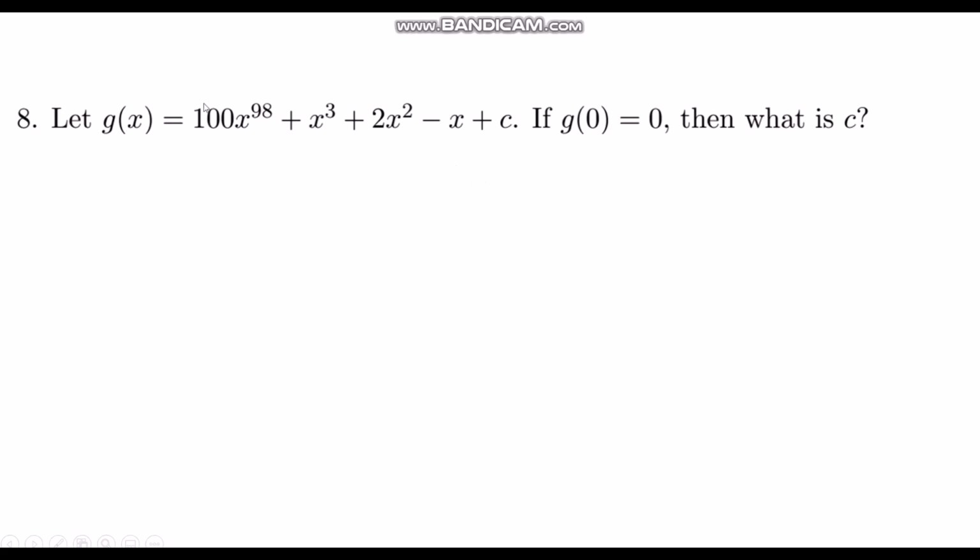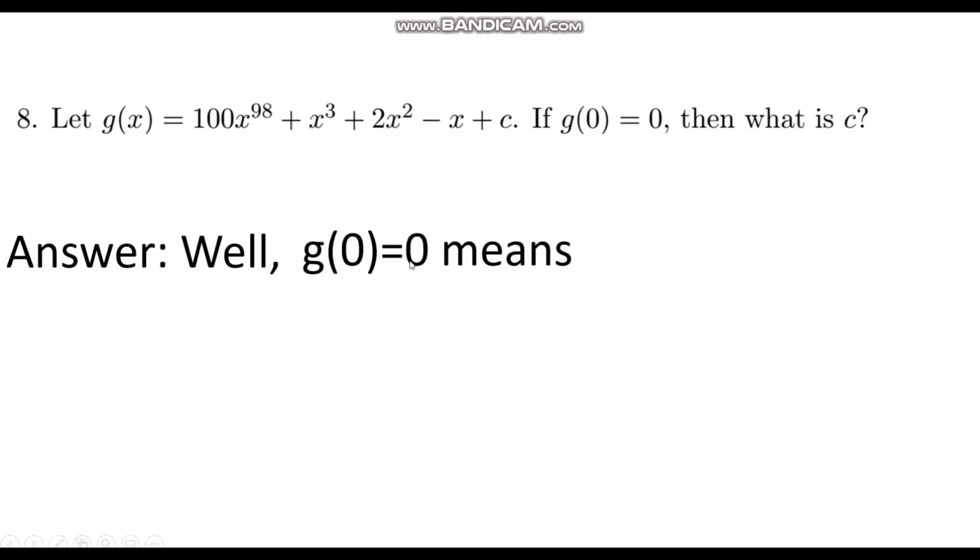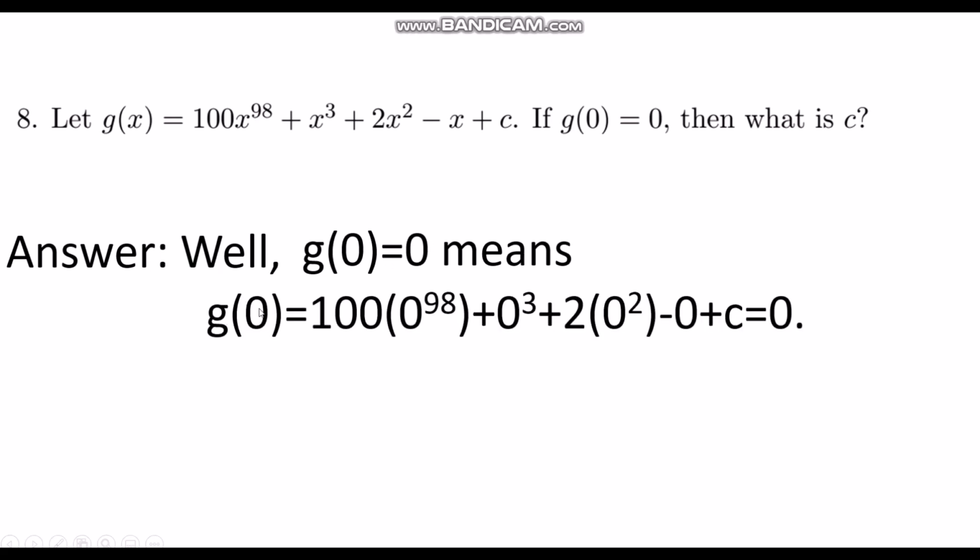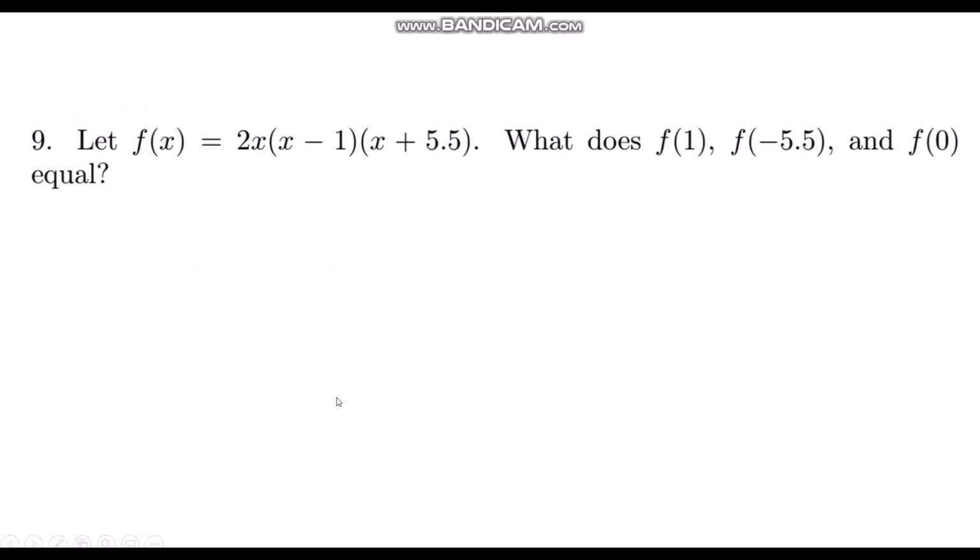Let g of x equal to this function. If g of 0 is equal to 0, what is c? We do the same thing. G of 0 is equal to 0 means what? So we plug in g of 0 and we plug them into all these x's here. And again, the negative doesn't really matter because we know that this whole thing right here is 0, okay? So you get 0 plus c is equal to 0. So c must be 0 here as well.